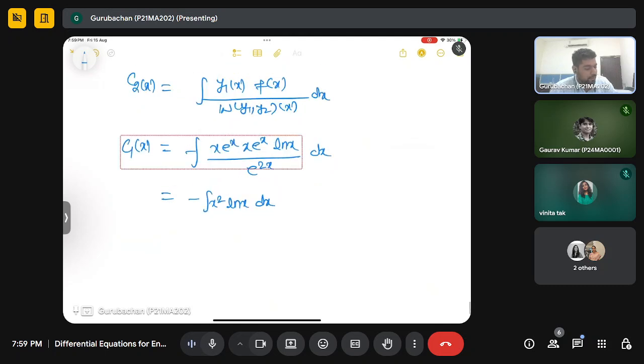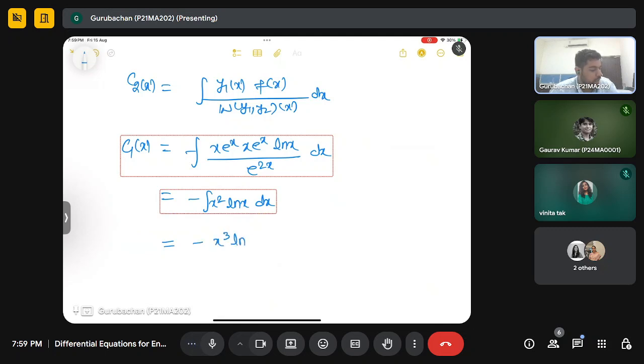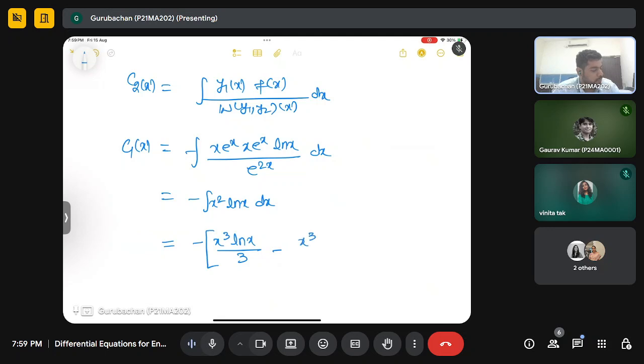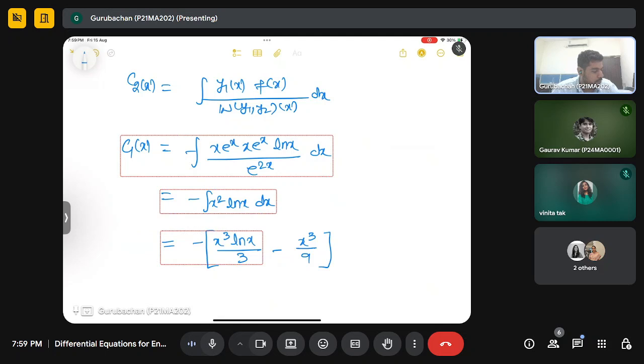Now by that ILATE rule, ln x will be our first choice for the differentiation, and x square will be the second choice for the integration. So this will come out to be x cube ln x divided by 3, negative sign. Ln x will give you 1 by x, and this will be x cube divided by 9. So it's a simple integration. You can do it by yourself.